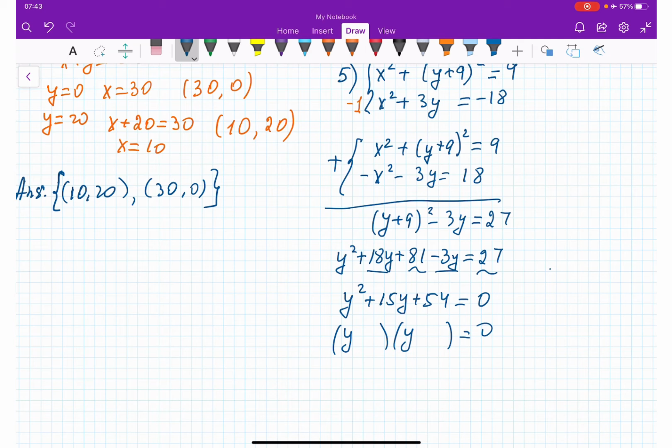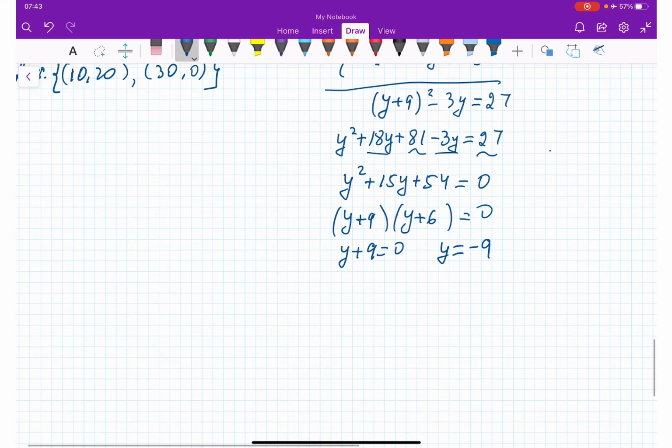So which numbers? 9 and 6, right? 9 times 6 is 54. 9 plus 6 is 15. So from here, either y plus 9 is equal 0, where y is equal negative 9, or y plus 6 is equal 0, y is equal negative 6. Why do we take 0? Because if the product is 0, the result of multiplication, that means either one term is 0 or another term is 0.